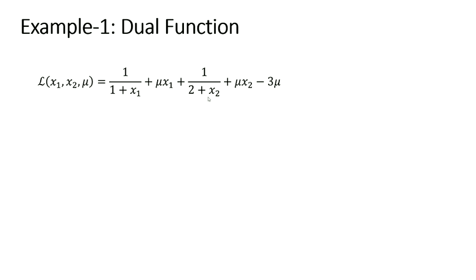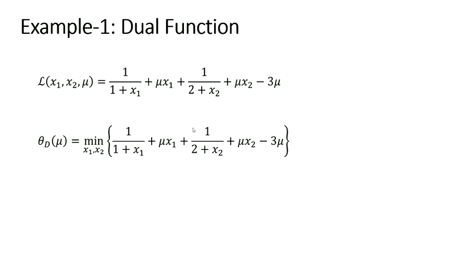This is our Lagrangian. Now, in order to find the dual, what do we have to do? Eliminate what? x1, right? We have to minimize with respect to x1. Okay, so theta d of mu is the minimum with respect to x1 and x2 of this Lagrangian.